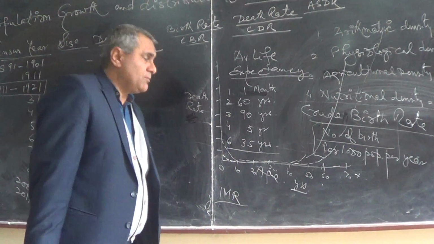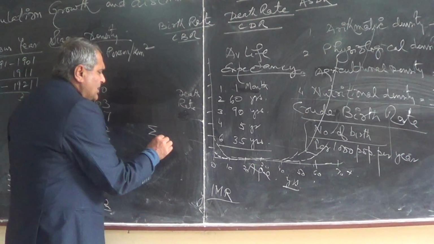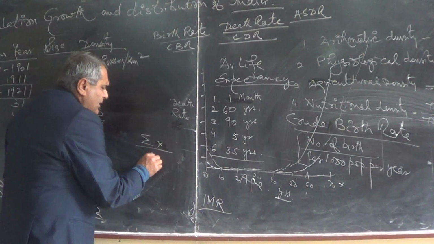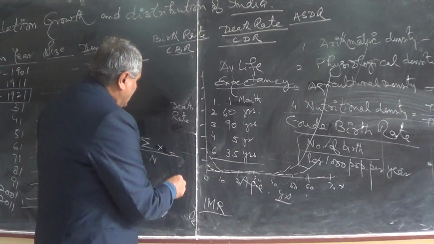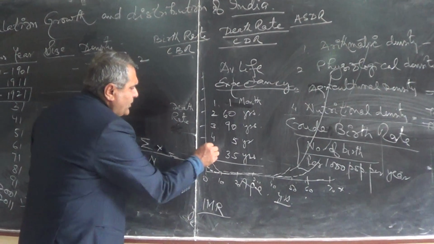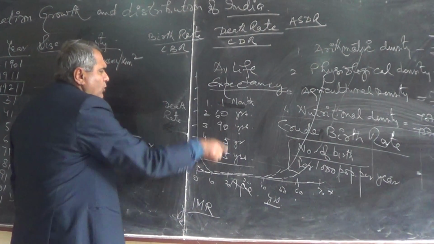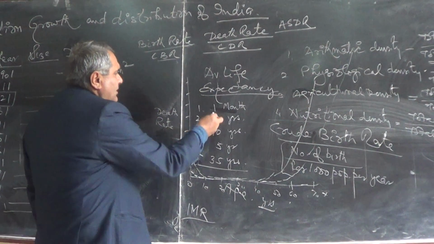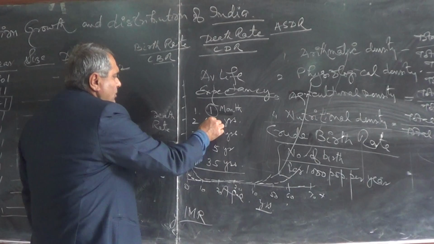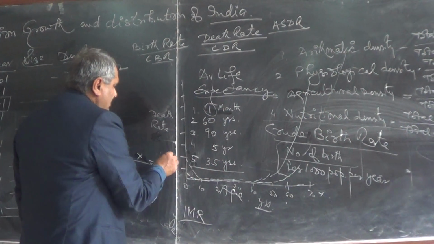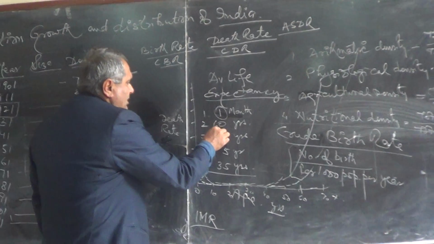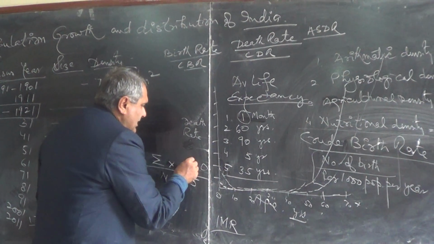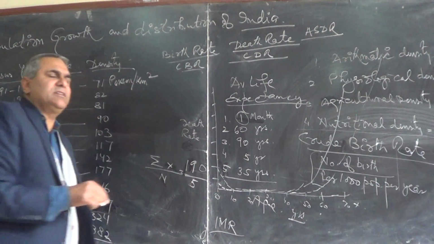What is the total? So you can say sigma x divided by n. Here n is 5. What is the total? Don't calculate this, brother. 100, 116, 190. Okay. 190 divided by 5, how much is it?